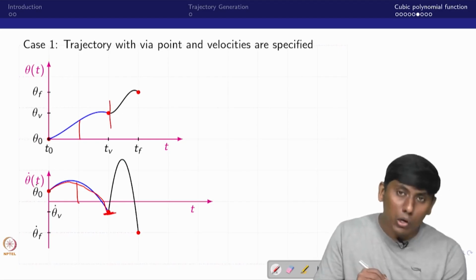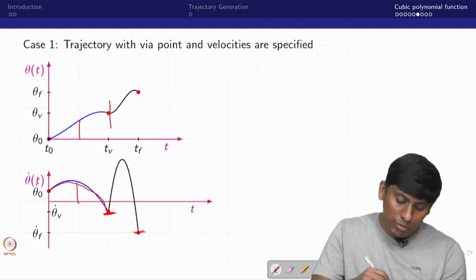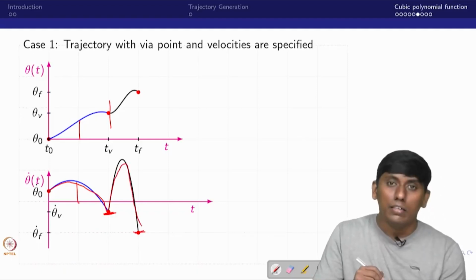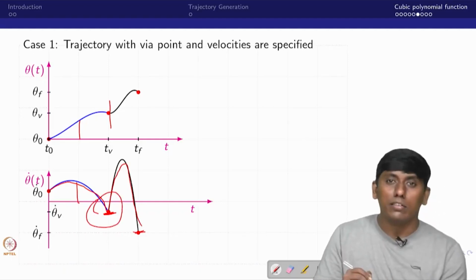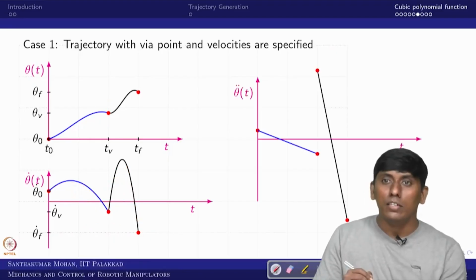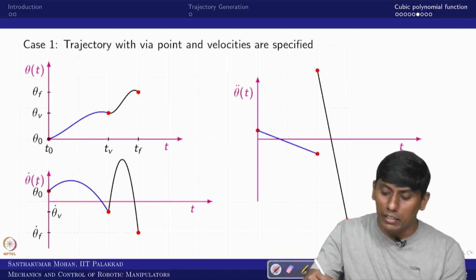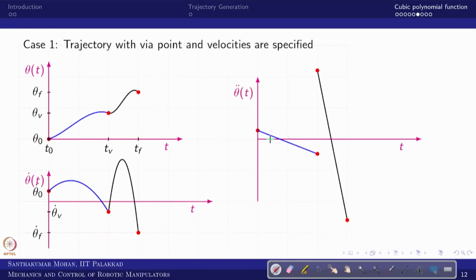Where it starts from a non-zero via point velocity and ends with theta f, it is actually going again. So here itself you can see that there is a non-smooth transition. That is what we can see from here. You can see this is the first segment acceleration and there is a discontinuity at this point. This is the second segment acceleration and this is the first segment acceleration. So there is a discontinuity here.